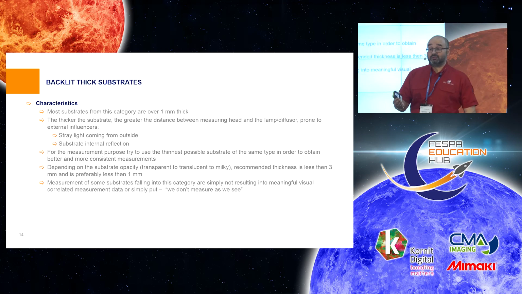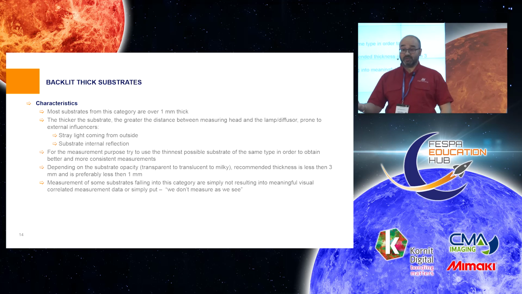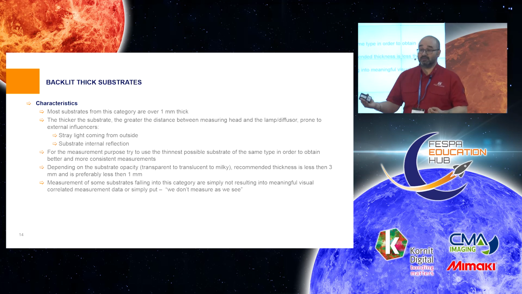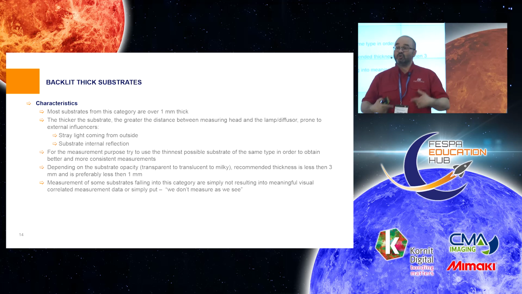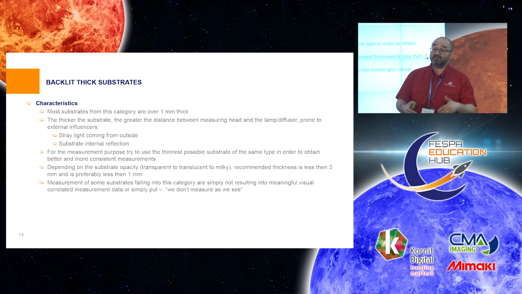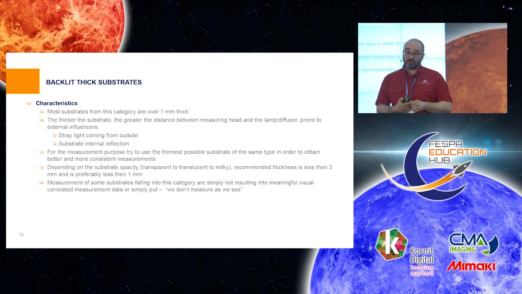Typically, if you have a choice, do not measure very thick substrates. Try to find the thinner version of the same substrate. If you have acrylic that comes in 1 millimeter, do not measure the 5 millimeter thickness. Measure the 1 millimeter one. It's the same substrate, but because of this limitation, it's preferable to measure the 1 millimeter substrate instead of the 5 millimeter one. We find that as soon as the thickness of the substrate exceeds 3 millimeters, your measurement quality will deteriorate and you won't get meaningful information from your measurement device.